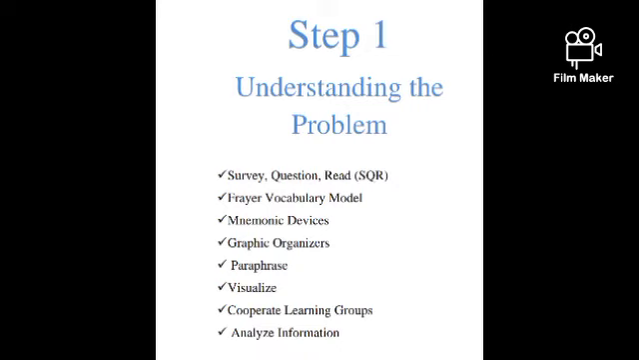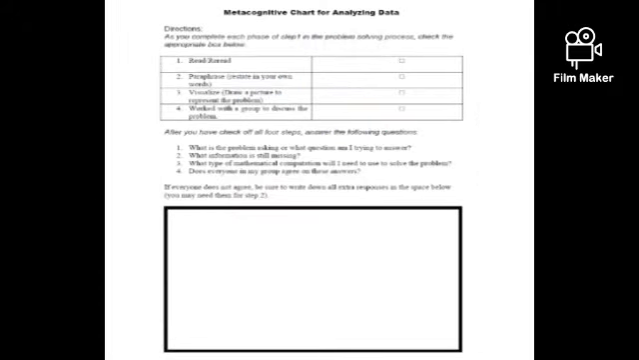After answering all 4 questions, they should be ready to move on to devising a plan to understand the problem, which is step 2 of the 4-step solution to problem solving. The metacognitive chart for analyzing data will help the students to analyze and review data and prepare them for the next step of the 4-step solution to problem solving.